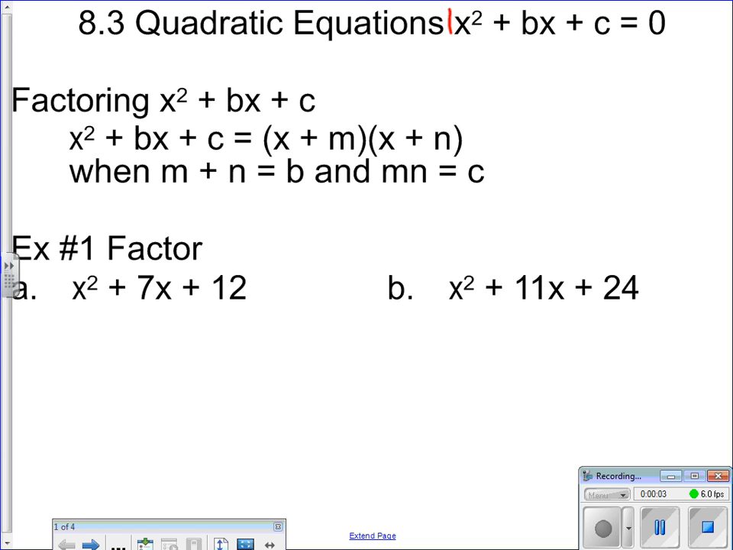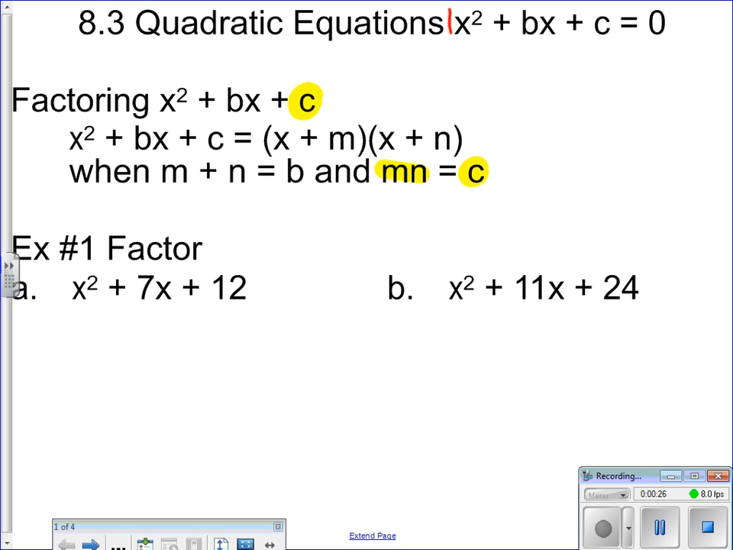Lesson 8.3, Quadratic Equations. So, we're trying to factor some quadratics. The first thing we do is we look at the last number in the problem. Up in the formula up here, that's C. Now, in order to figure out what C is, you have to figure out what times what makes C.